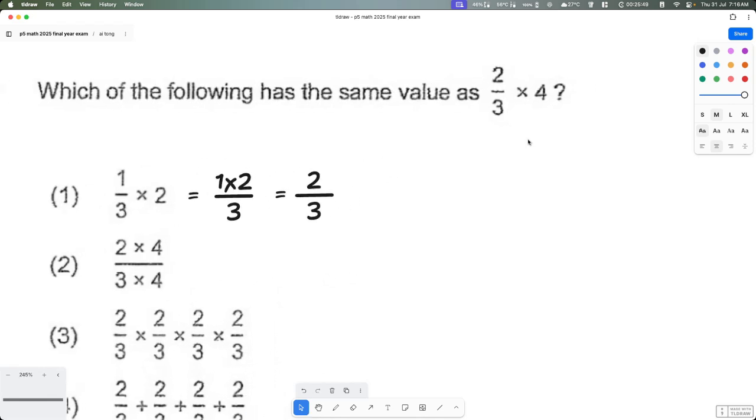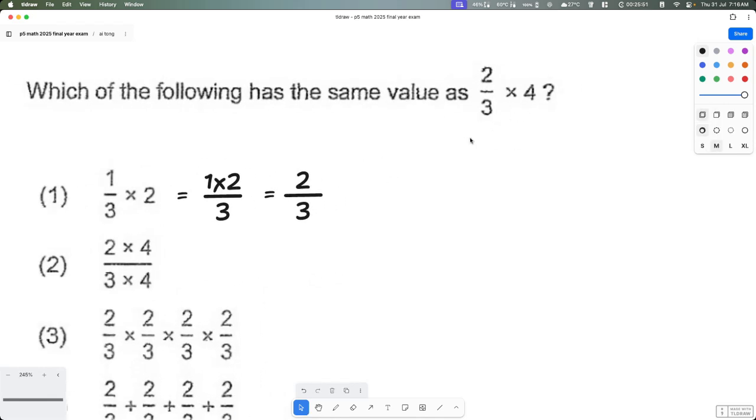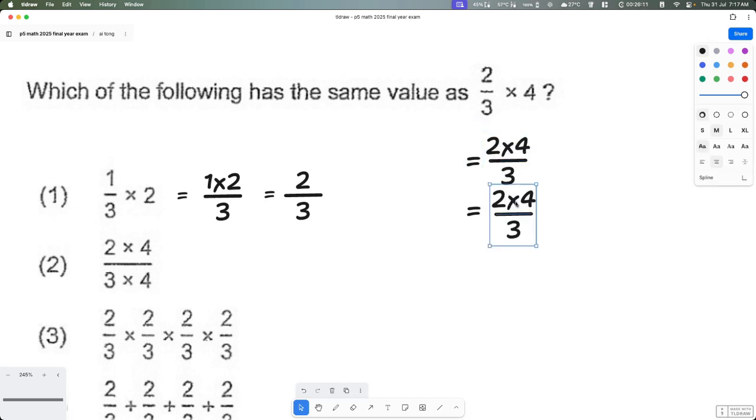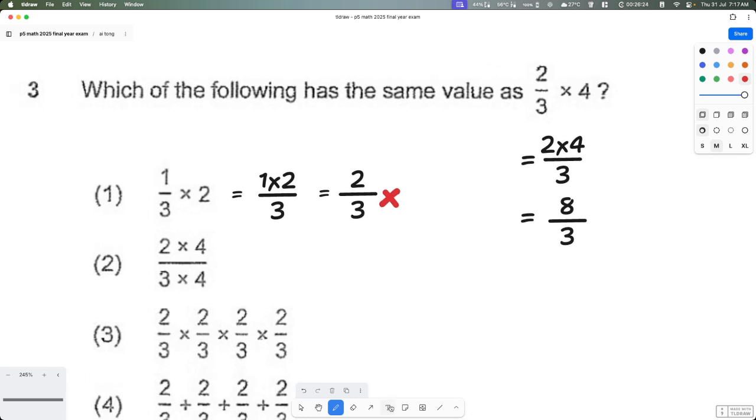So if we were to simplify this, this will equal to not 1 times 2 over 3, but in this case, it's 2 times 4 over 3. Okay, and the final answer to this will then be 8 over 3. Right, so in this case, first answer is not correct. So I'm going to put a red cross over here. Okay, let's move on to option number 2.